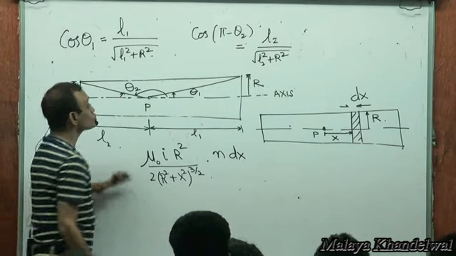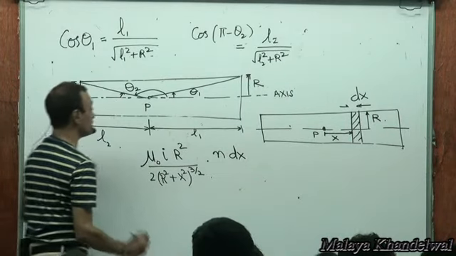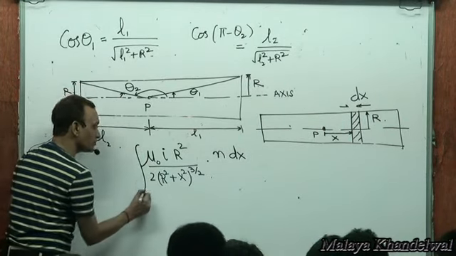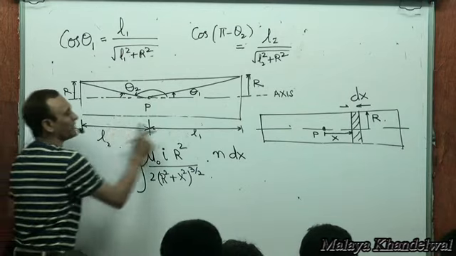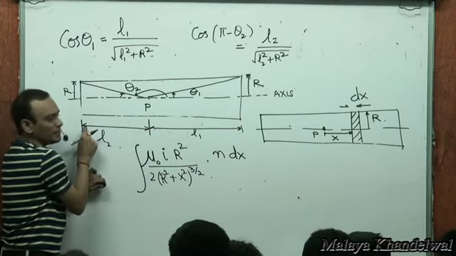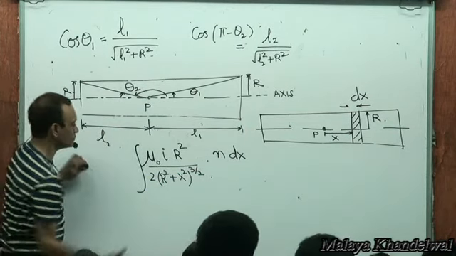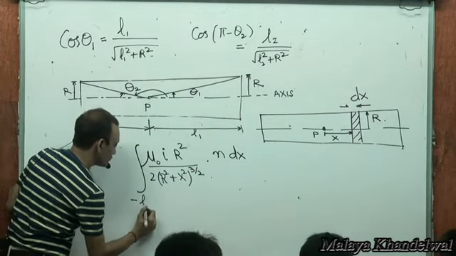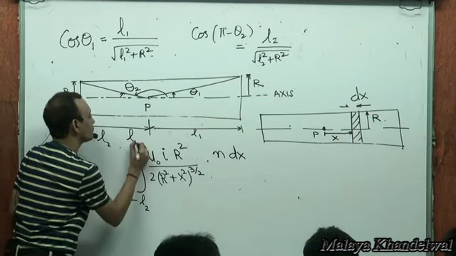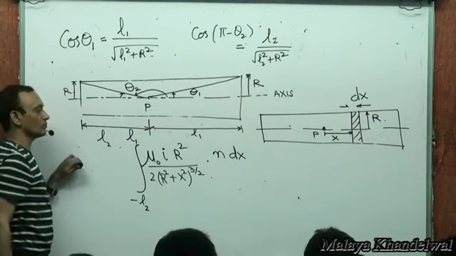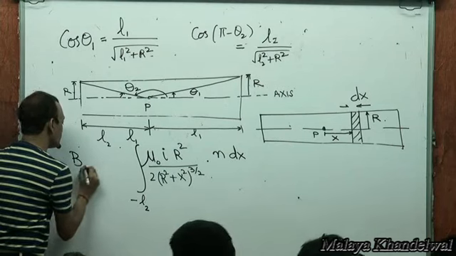The total magnetic field produced at P is going to be the sum of all of this, where x runs from minus L2 to plus L1. Yes or no? That's going to be the magnetic field at the point P.